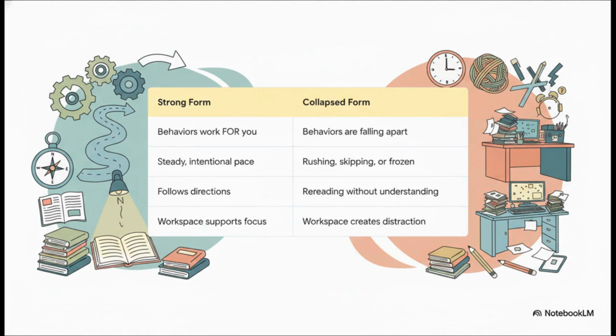This is when your habits and your environment are actually working for you, even when the work itself is a real challenge. Your pace feels steady, it's intentional, you can follow the directions, your workspace is helping you concentrate. Now, collapsed form is the exact opposite. It's when those good learning habits just start to fall apart. And this can look like a lot of different things. Maybe you start rushing or skipping steps, or you get that feeling of rereading the same sentence over and over again and it just won't sink in.